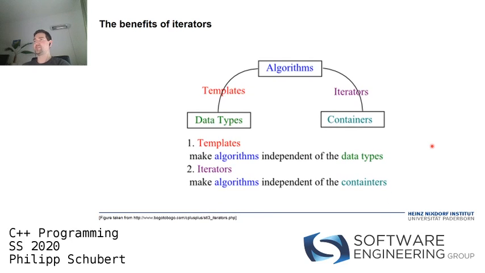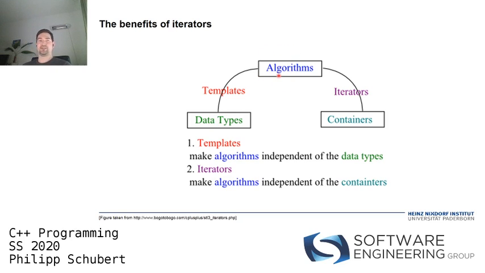What are the benefits of iterators? So here we have a nice picture. So we have algorithms, and algorithms operate on stuff, right? They solve some task on a piece of data. And using templates, you can make the data types interchangeable. So templates make algorithms independent of data types. And iterators make algorithms independent of the concrete underlying container.